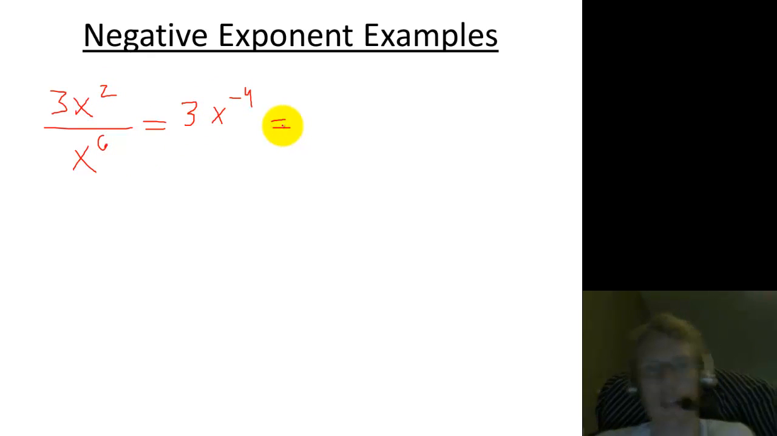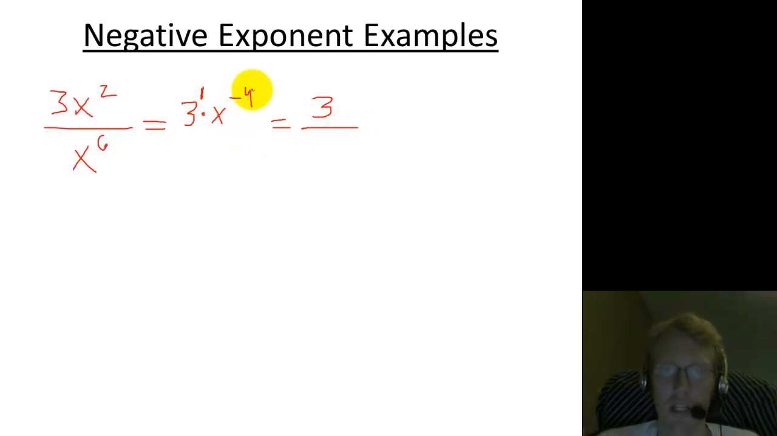Now here's where a lot of students make a big mistake. They see this negative exponent, and so they move the entire thing down to the denominator. But you have to remember, this 3 here has its own exponent, which is positive 1. So the 3 does not move anywhere. It stays in the numerator. Only the x to the 4th moves down.